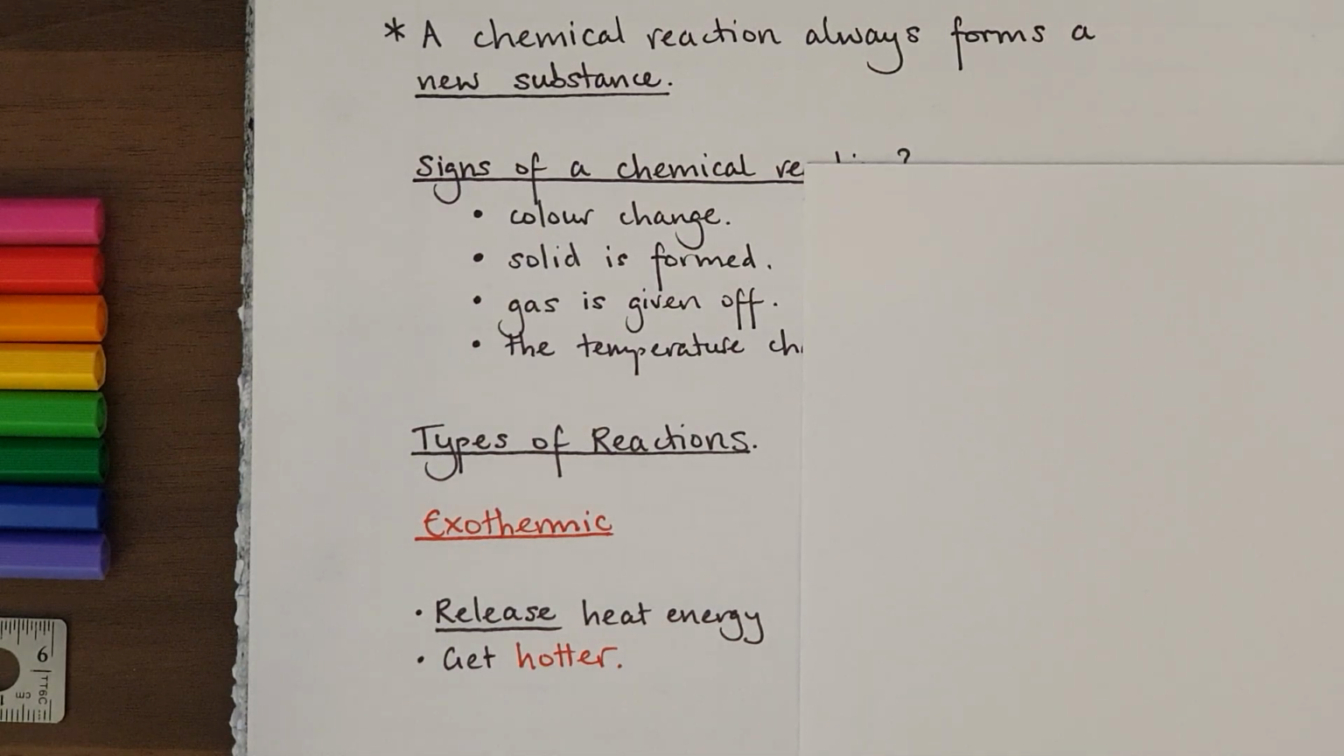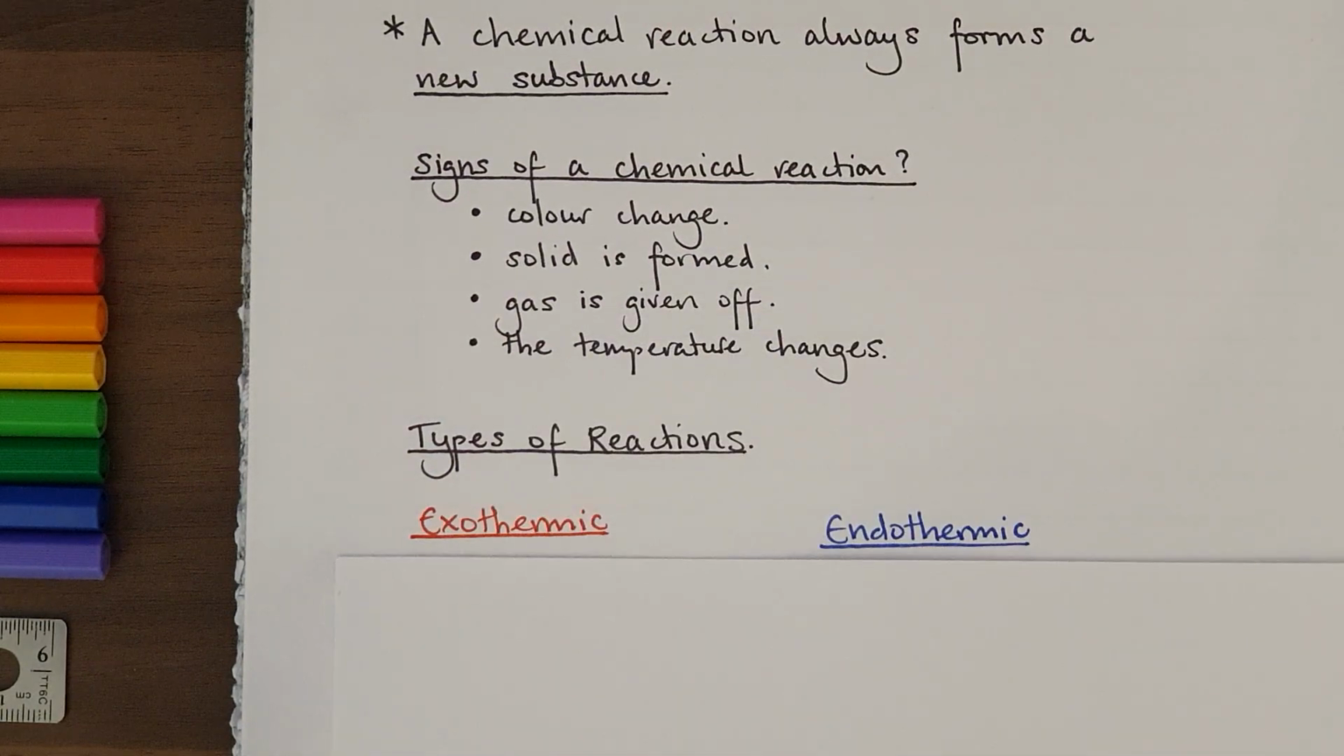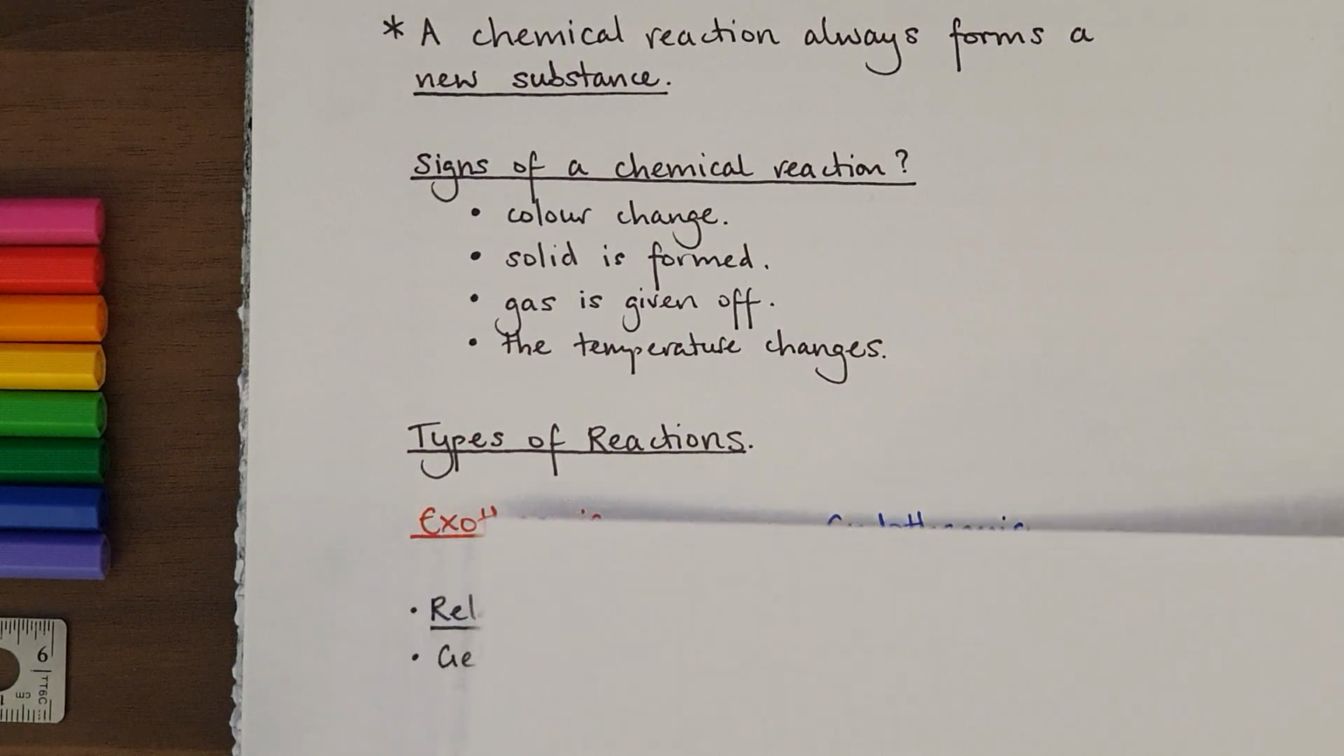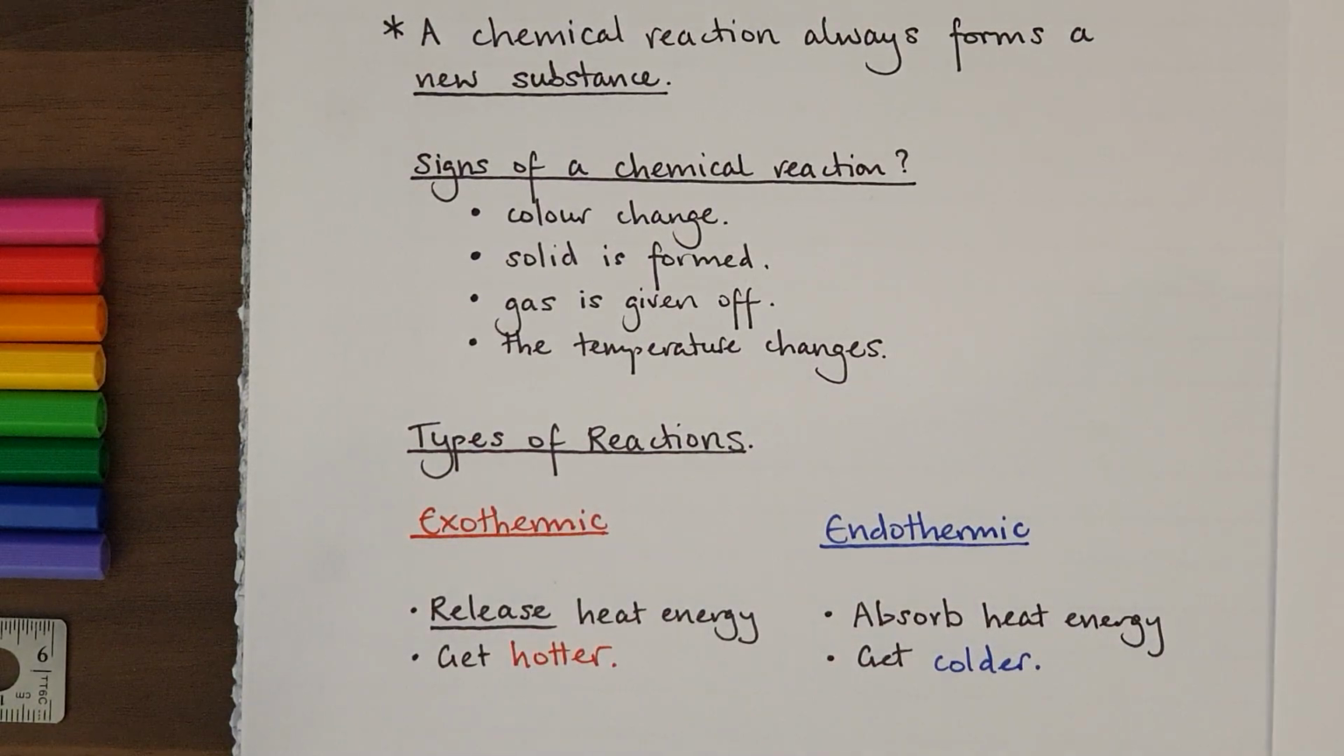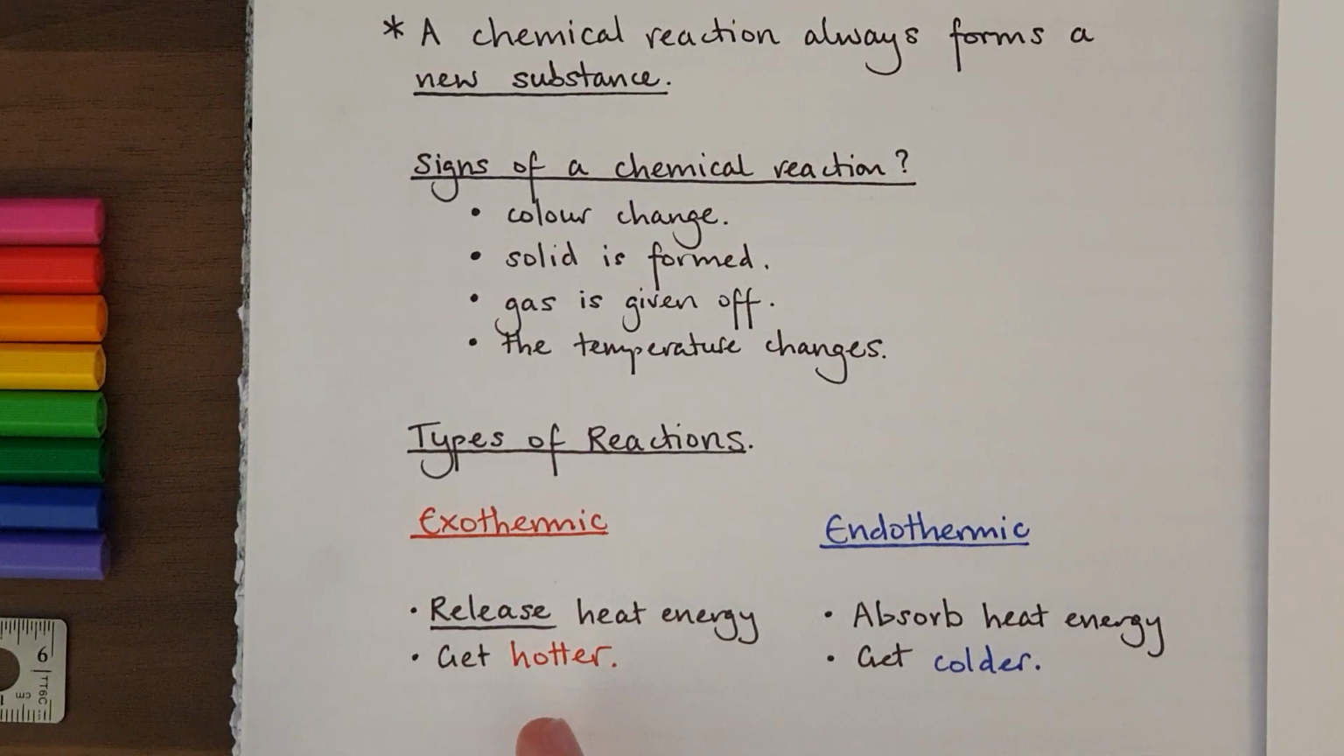Now the opposite can happen as well. So what if it's an endothermic reaction? Well, in those, it's just the exact reverse. The reaction is absorbing heat from the surroundings, it's taking it in, and as a result of that, the mixture will get colder, or the reaction will get colder. Okay? So the two different types then, exothermic, which gets hotter because it's releasing energy to the environment, which we feel as heat, and endothermic is taking that heat in, away from the environment, it's sucking it in, so the reaction vessel gets colder.